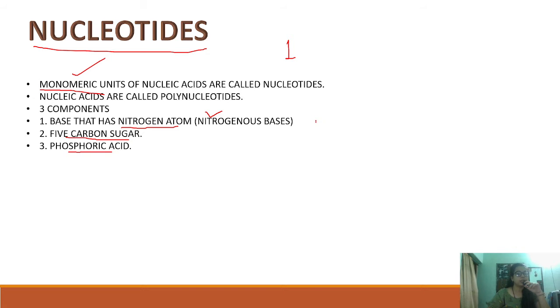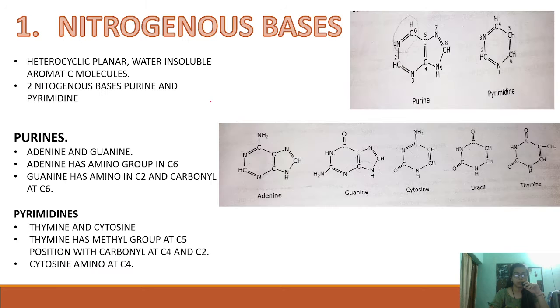So these are the three major components of the nucleotide, and that's why the nucleic acid is called a polynucleotide. What is poly? Poly means many. So many nucleotides form the nucleic acid. The components of the nucleotide are the nitrogenous base, which we will deal with later on, a 5 carbon sugar and phosphoric acid. First we will be dealing with the nitrogenous bases.